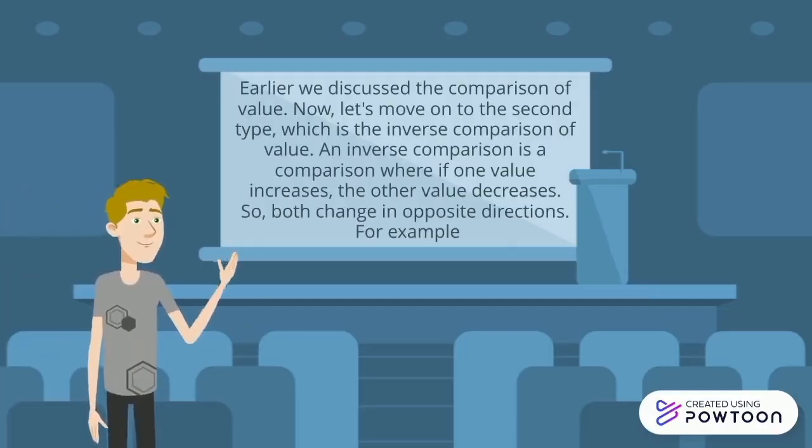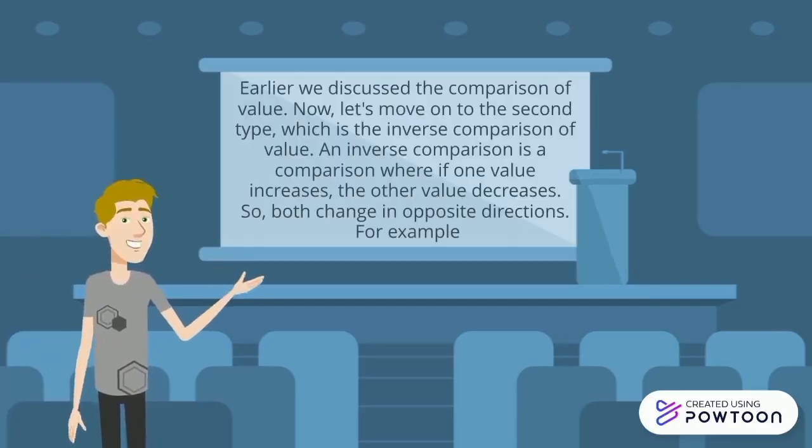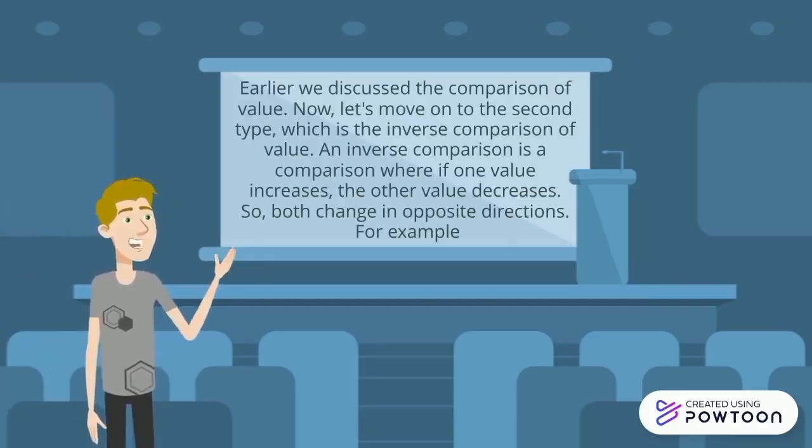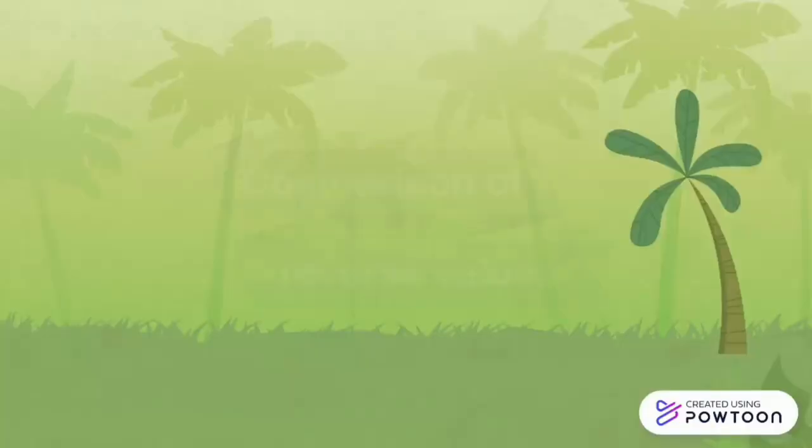Earlier, we discussed the comparison of value. Now, let's move on to the second type, which is the inverse comparison of value. An inverse comparison is a comparison where if one value increases, the other value decreases. So, both change in opposite directions. For example, comparison of inverse value.